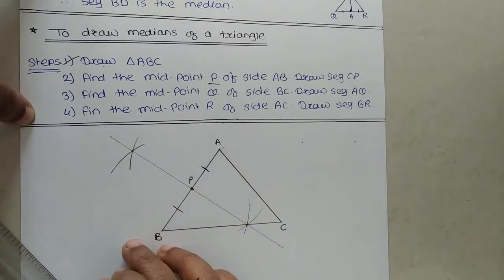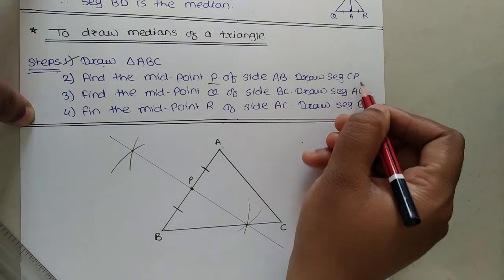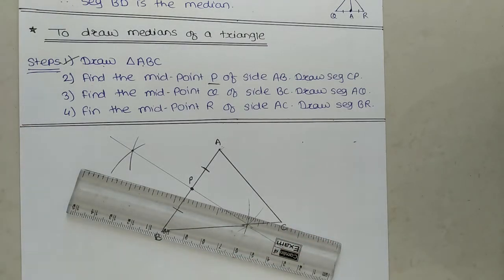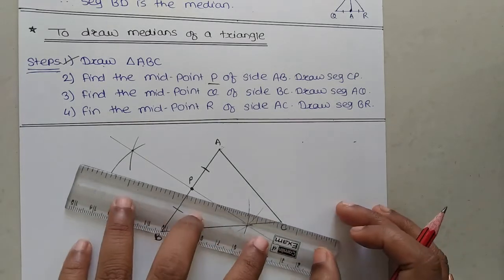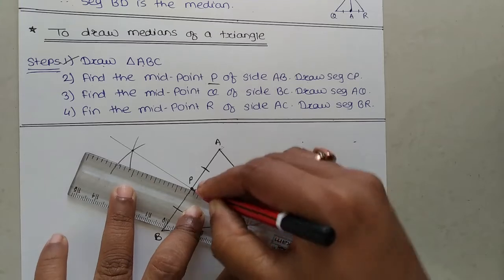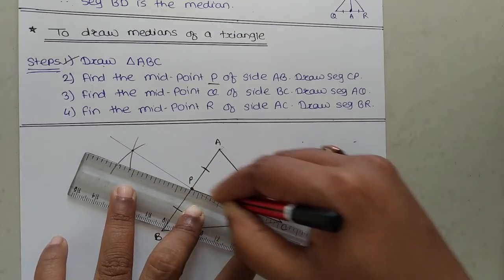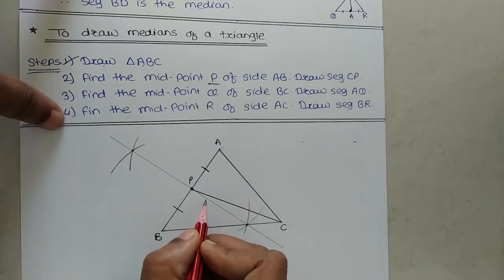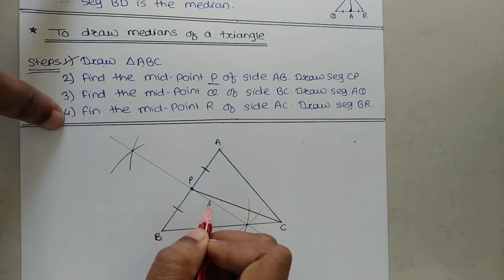That is how to find the midpoint. Now draw the segment CP. We have to draw CP. Clear? So this CP is one median of this triangle.